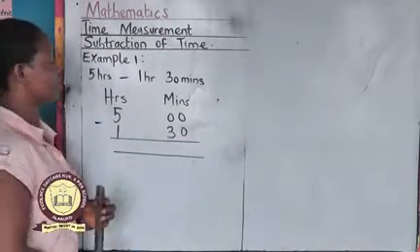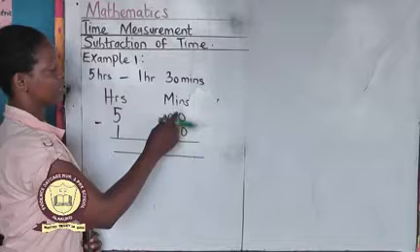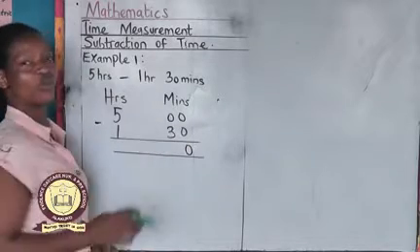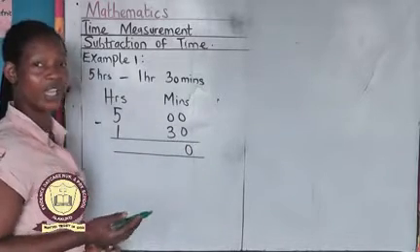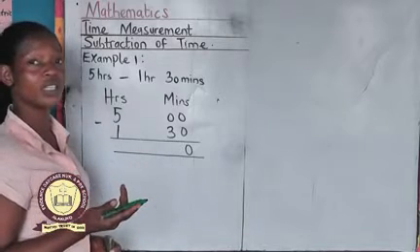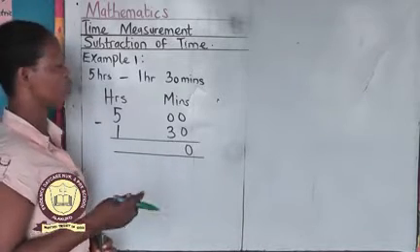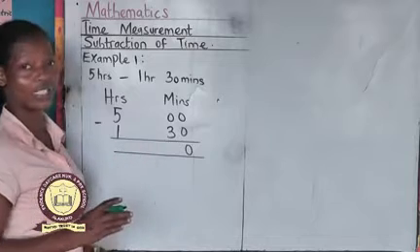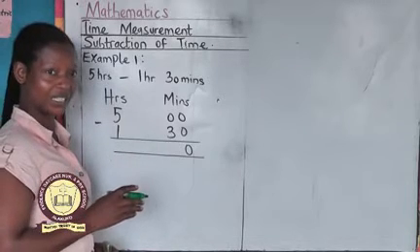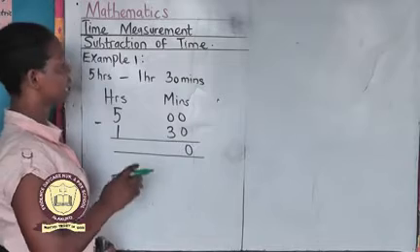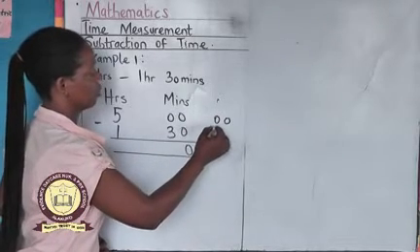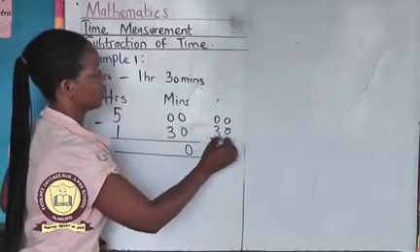So you are starting from here. 0 minus 0 will give you 0. Here you have 3, here you have 0. Is it possible for you to take away 3 from 0? No. So you are going to do something. It means you are going to borrow. The way you did your addition, you are going to do your subtraction too, in the opposite way. Now, write your minutes out: 0, 0, 30.